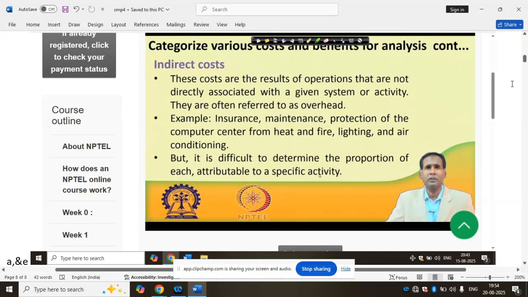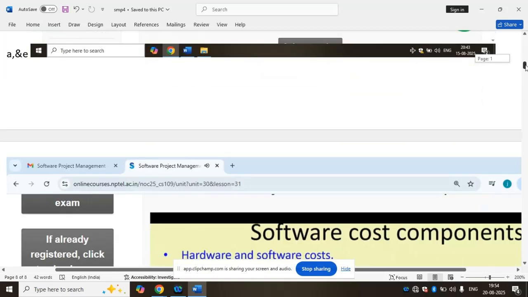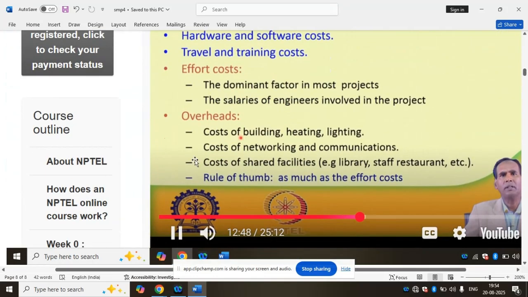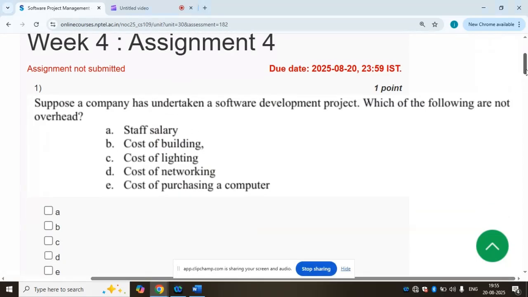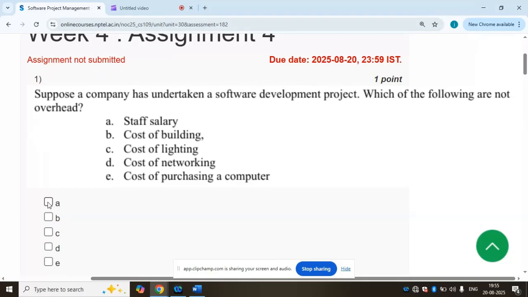So you can see the next one here. Examples, few more examples of what are the overheads: cost of buildings, heating, lighting, cost of networking and communications, and other costs shared by facilities. These are all coming under overhead. So the answer for the first question is staff salary. Option A is not an overhead. Similarly, cost of purchasing a computer is not an overhead.